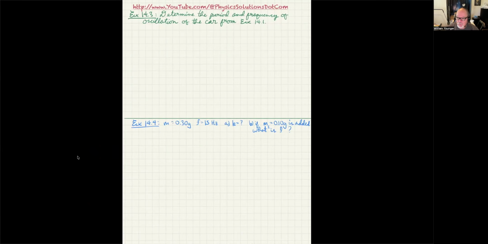So the m is going to be the 1,200 kilograms for the car plus the 200 kilograms for the people in it. So it says car springs again. Determine the period and frequency of the car in example 14.1a after hitting a bump. Assume the shock absorbers are poor, so the car really oscillates up and down.